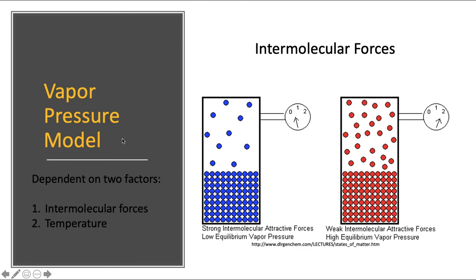The vapor pressure depends on two factors. It depends on the intermolecular forces, and it depends on the temperature of the system. If I have strong intermolecular forces in the liquid, you will have low equilibrium vapor pressure. The vapor pressure is inversely related to the IMF. Remember this because you will get it confused with the boiling point, which we'll talk about in the next few slides. The stronger the intermolecular force, the lower the vapor pressure of the gas above the liquid. The opposite is true. The weaker the intermolecular force, the higher the vapor pressure.